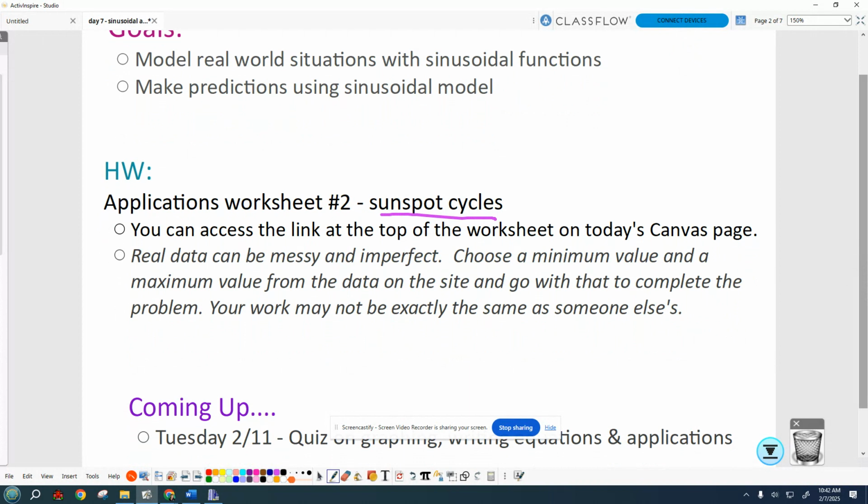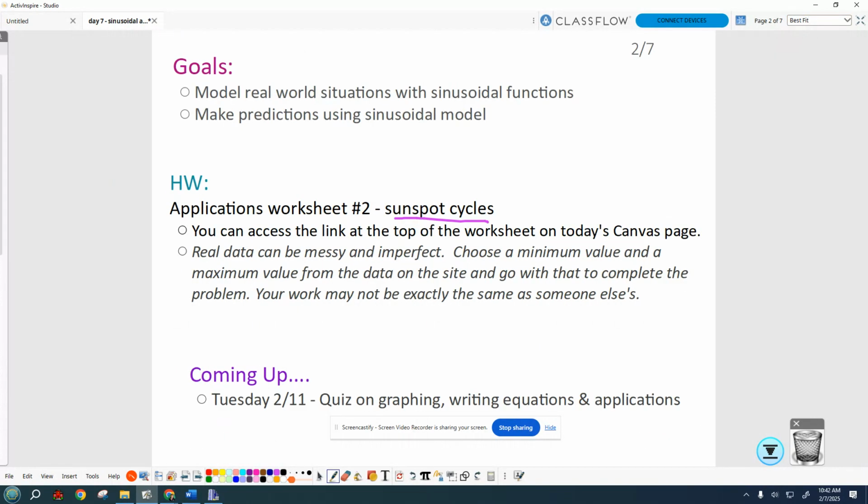There is a quiz on Tuesday that's on graphing, writing equations, and making equations model the applications. You will need a calculator or some technology for part of it.